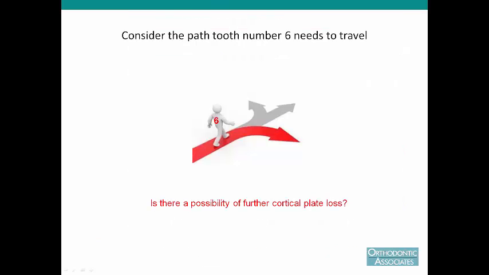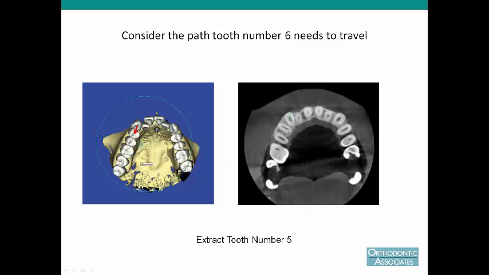But you also need to consider the path that tooth number 6 needs to travel to get back to the class 1 position. If you look at the axial view, you can see that there's plenty of nice bone there, so retracting this tooth back into a class 1 position should not be a problem. I also want you to notice the contours of the alveolar process related to the lingually positioned lateral incisor. You see how the bone dips in right here.